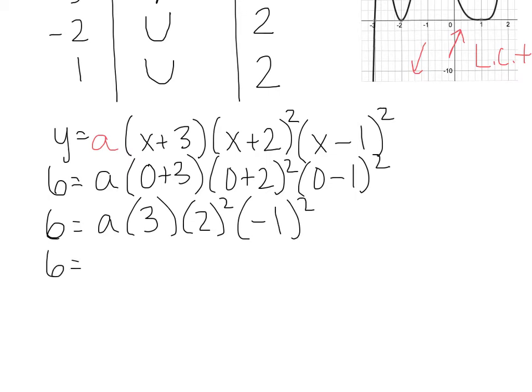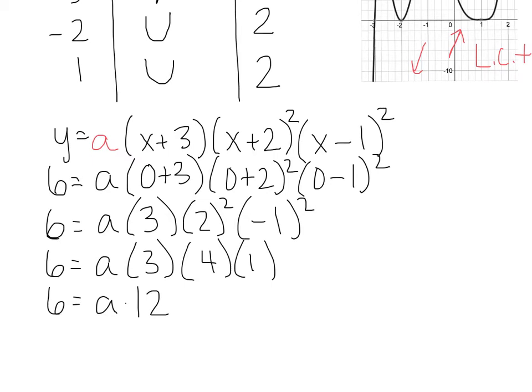Now let's simplify where we have exponents. So 2 squared is 4 and negative 1 squared is 1. Now we can keep simplifying this right-hand side a bit. 3 times 4 times 1 is 12, so we just have 6 is equal to A times 12. And all we need to do now to solve for A is just divide both sides by 12. So I get that A is 6 over 12, or 1/2.